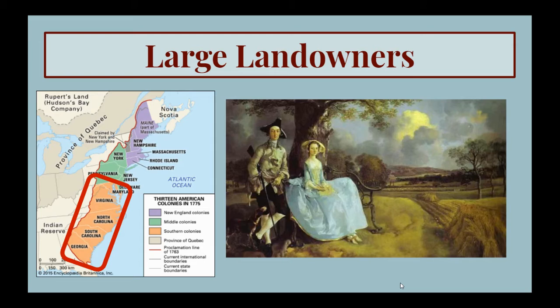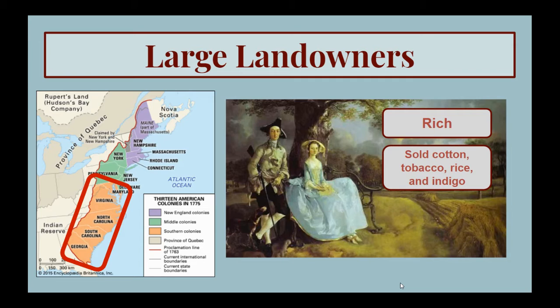Large landowners, also known as plantation owners, lived mostly in the South because that's where all of the really large pieces of land were located. They were very, very rich. They had a lot of money because they made money off of their plantations when they sold the cotton, tobacco, rice, and indigo that they grew on those plantations.